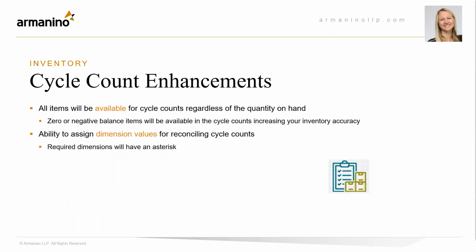All right, the cycle count enhancement. So all items are going to be available for cycle counts regardless of the quantity on hand. So previously you would only be able to count what has inventory on hand. Now you're going to see all items regardless if there's zero or a negative balance in your inventory. Then you can also assign dimension values when you're reconciling cycle counts. So you'll see required dimensions will have an asterisk added to it.